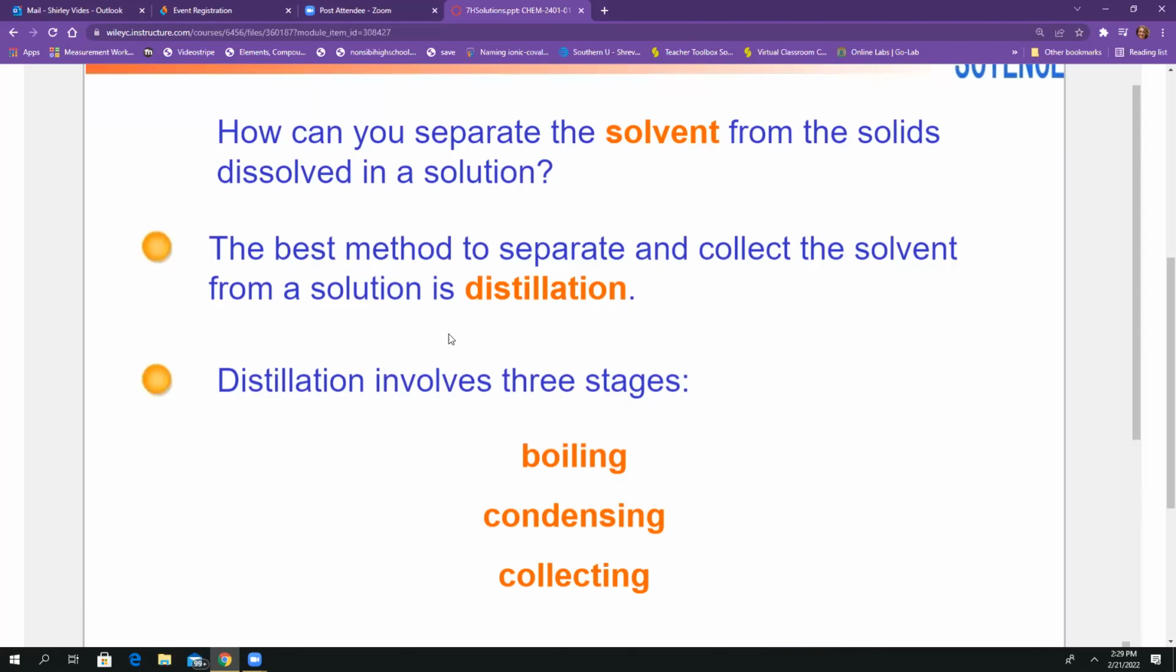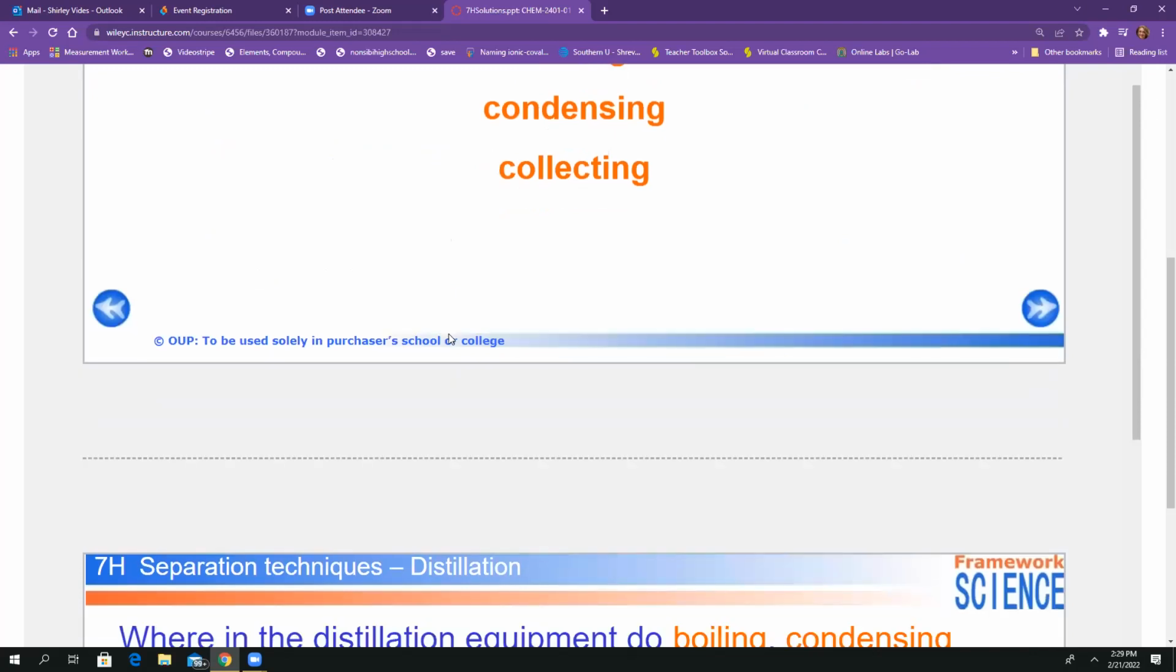Everything's hot. The second is the condensing, that's when the movement across the tube will happen in the water. Being cooler, it is going to cool down that liquid very fast. It's going to condense and it's going to drop into the collecting bag. And of course, the collection is where you collect it, where you pick it up.